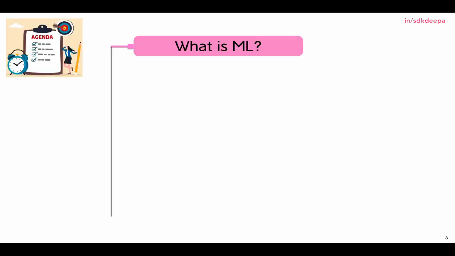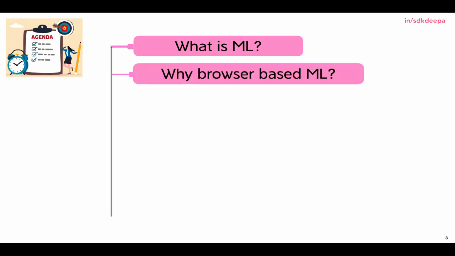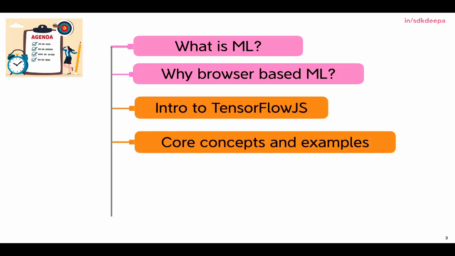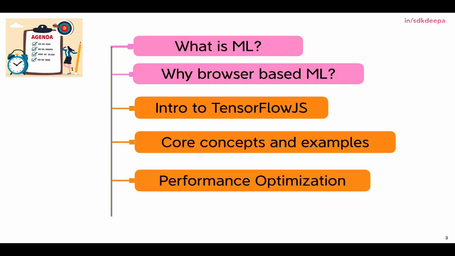So this is a very quick agenda, so we'll just start off. I'm hoping that some of you might get something out of it. Let's start off with ML. What is it? Why do you need browser-based ML? And what is TensorFlow? We'll talk about the core concepts around TensorFlow and give you examples, and how do you do performance optimization if you're trying to use TensorFlow models? And we'll wrap it up. There are going to be a few demos. I have to look into the camera for it to capture my face, so I just wanted to let you know.